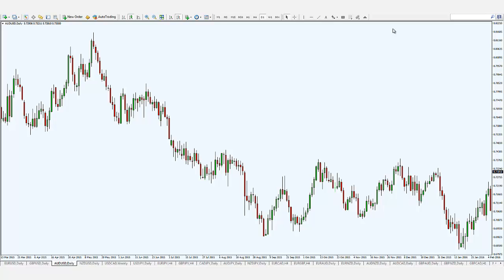Okay, so look at this chart. This is the chart of Aussie dollar daily time frame. But it doesn't matter what markets you're trading or what time frame you're trading. The principles are essentially the same throughout. So look at this chart and let me walk you through the thought process of someone who is new to trading, what he'll think of, right?